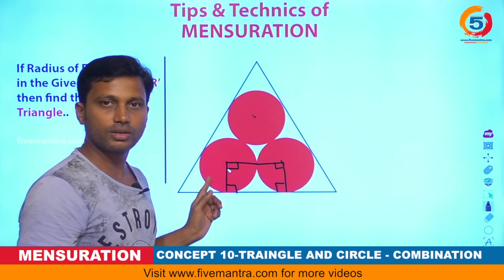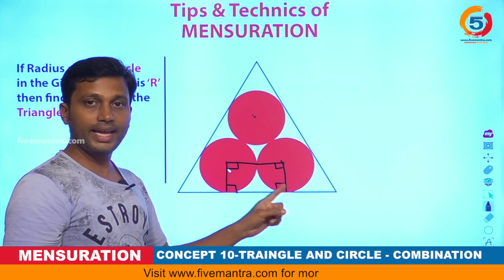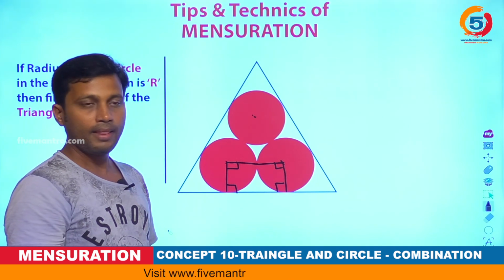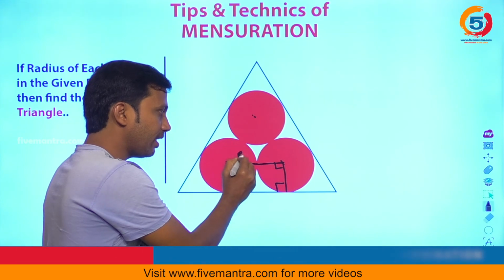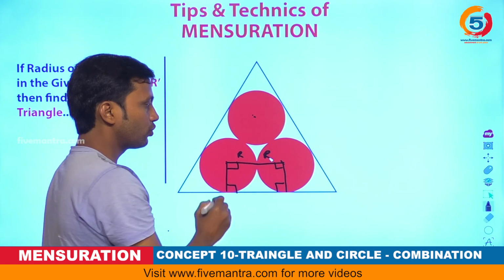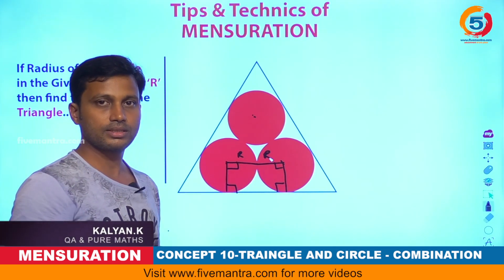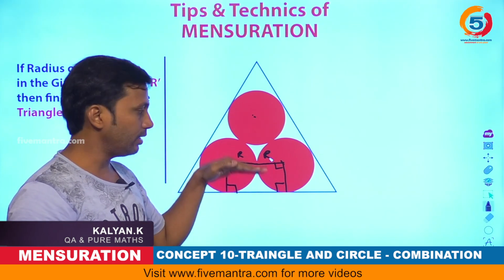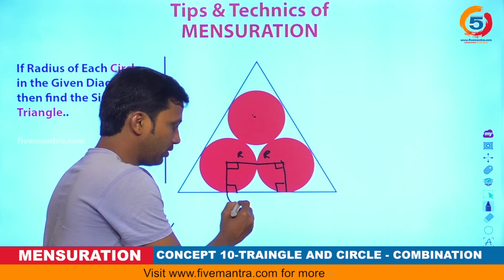Is this a quadrilateral or not? What kind of quadrilateral is this? Rectangle or not? Because all the angles are 90 degrees and opposite sides are equal, it is called a rectangle. Now in this rectangle, this is a radius which is capital R as per the given question, and next this is again R. So the length of the rectangle is nothing but the combination of two radii, that is 2R. As we know, the opposite sides of the rectangle are equal. This is 2R, so this is also 2R.